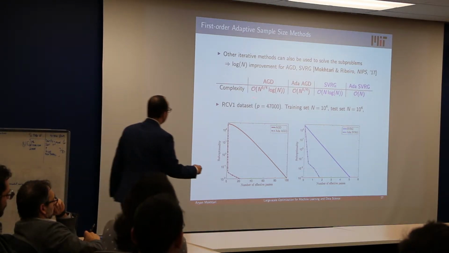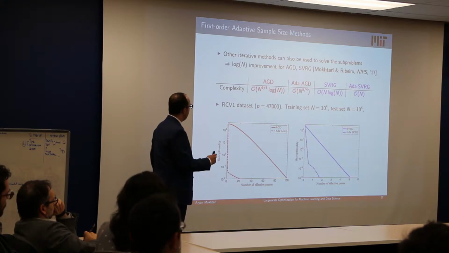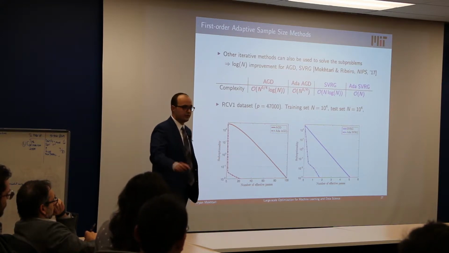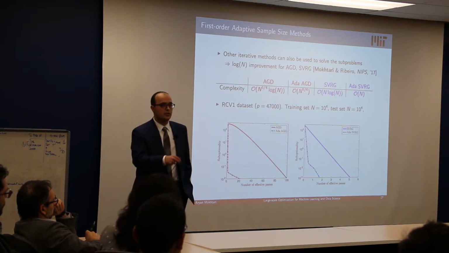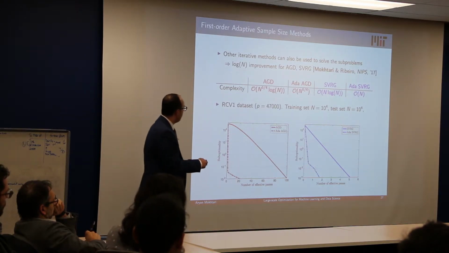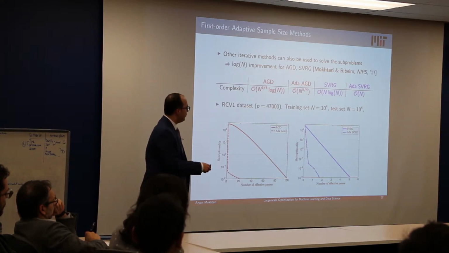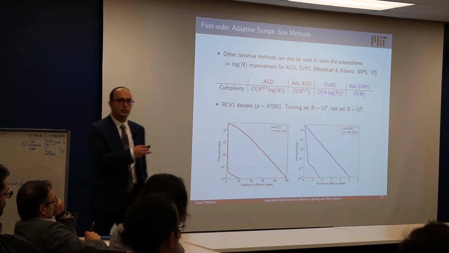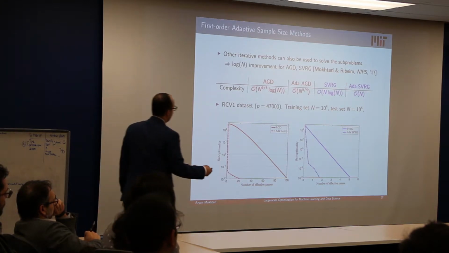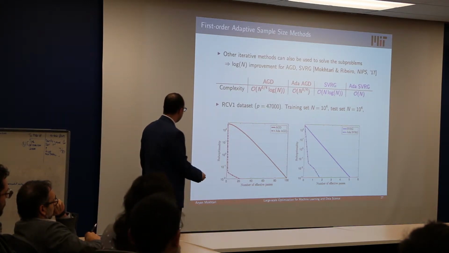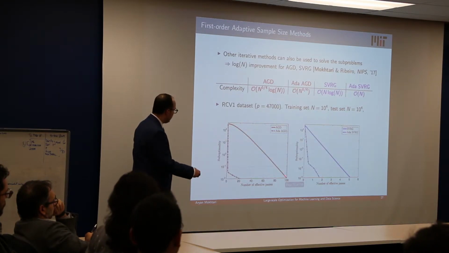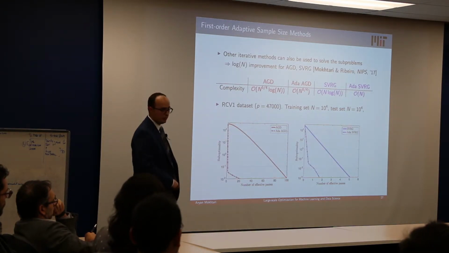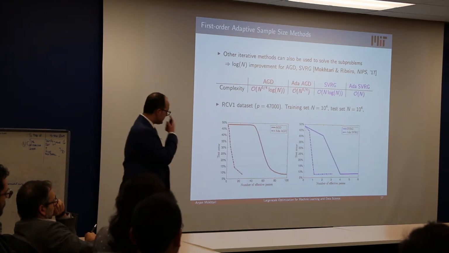For example, if the complexity of finding a point within the statistical accuracy of the full training set for the accelerated gradient method is this, by applying this adaptive sample size idea on top of that, you gain a log n factor, both for deterministic methods and stochastic methods. So it's not as significant as what we observe for Newton's method, but we still obtain a log n factor. And in practice, we see that both for training error and test error, you obtain this log n factor, which is 4 here in this example.